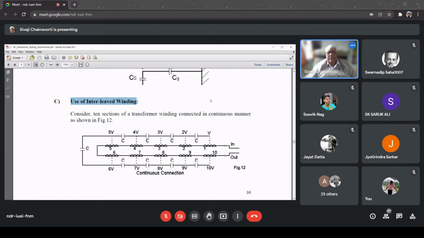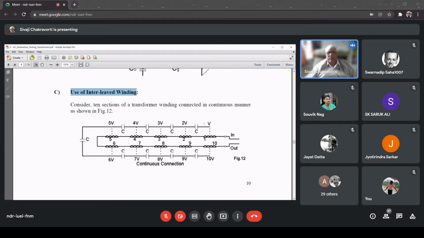So let's consider a 10-section transformer winding. Again, I have drawn it intentionally like this so that space is saved. So in means that is the high voltage terminal, out means that is the ground terminal, and these 10 sections are in series. They are the series inductances.